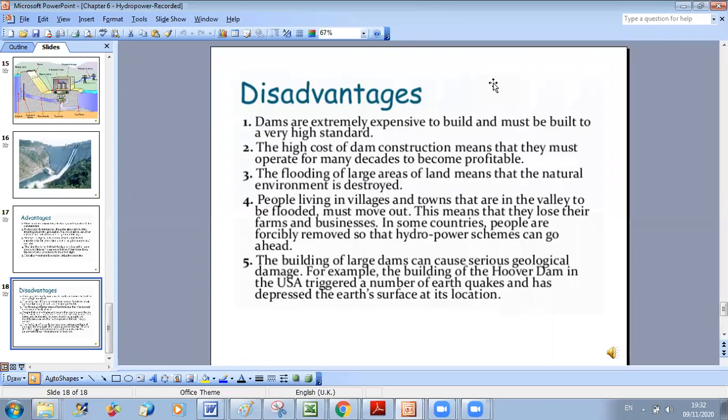And fifth, the building of large dams can cause serious geological damage. So, for example, the building of the Hoover Dam in the USA caused a number of earthquakes and has depressed the Earth's surface at its location. So, this is the chapter on hydropower.